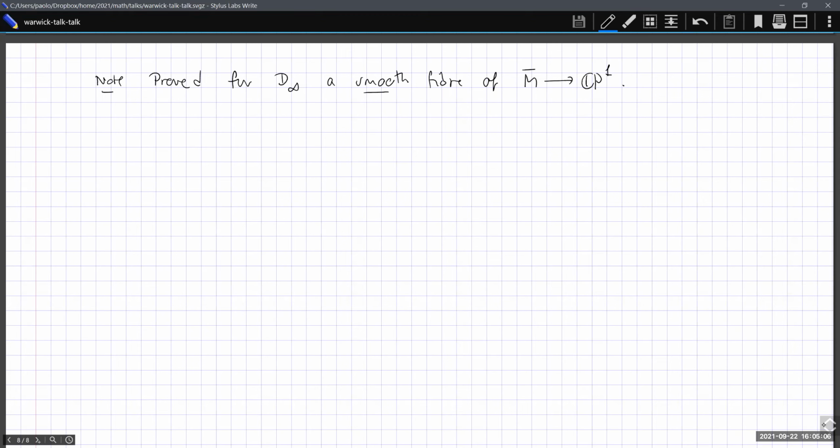So do you have a suggestion for what I should put in the general case instead? It should be something which in some cases reduces to what I'm saying with Gromov-Witten theory, and in other cases it reduces to just the classes of the DI. Yeah, I need to think about that.